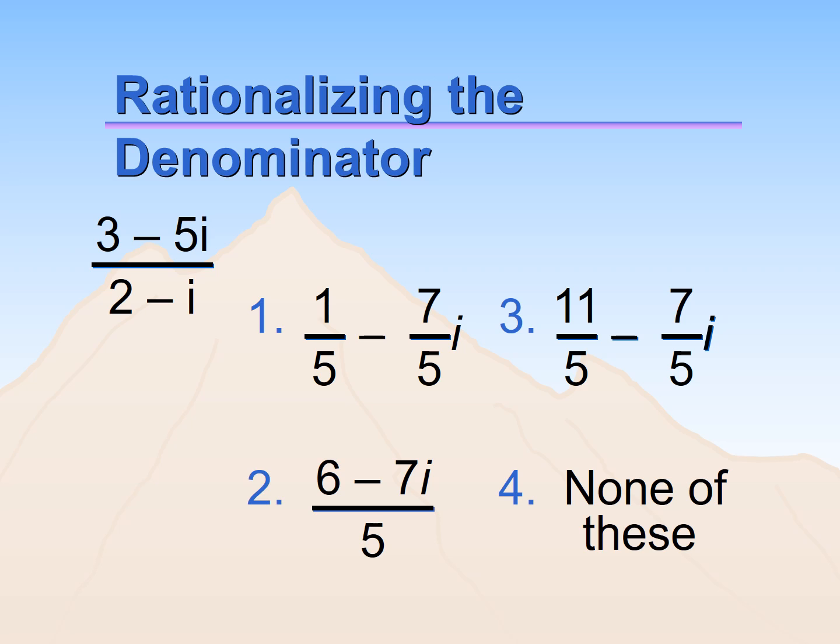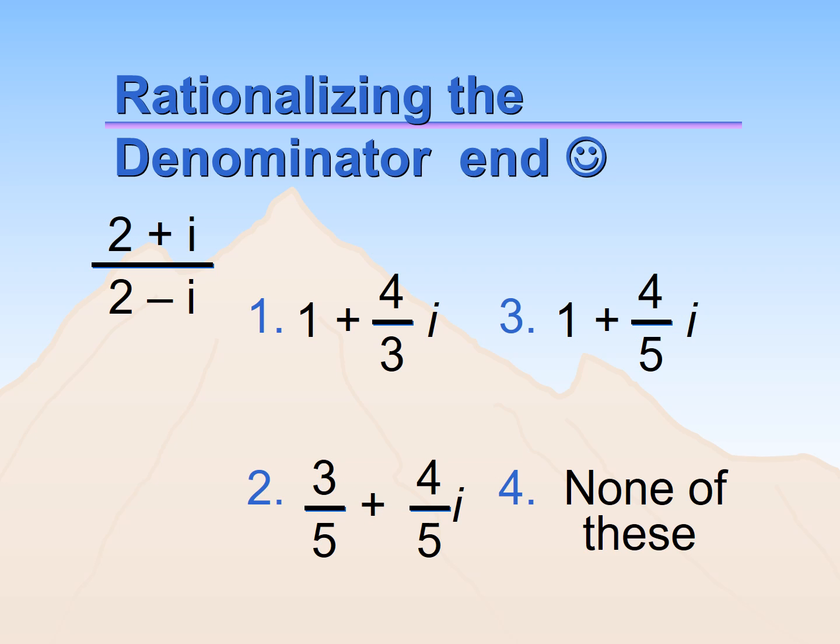Why don't you go ahead and try a problem on your own? So we have 3 minus 5i divided by 2 minus i. You should have gotten option number 3, 11 over 5 minus 7 over 5i. So you should have multiplied by the conjugate, which would have been 2 plus i on the top and the bottom. So if you did that, you would have ended up with 11 over 5 minus 7 over 5i.